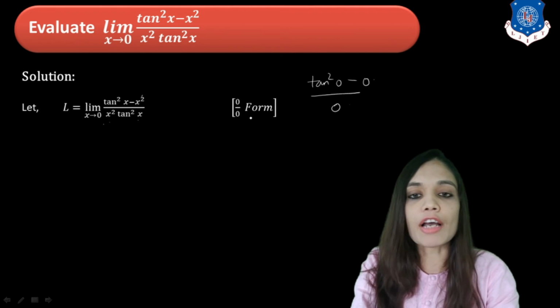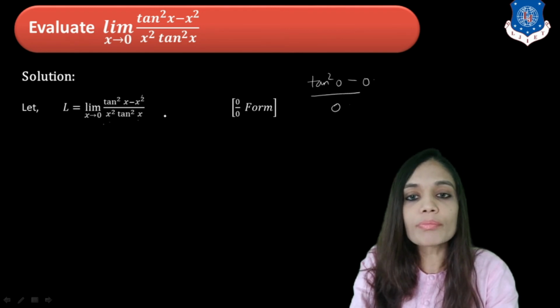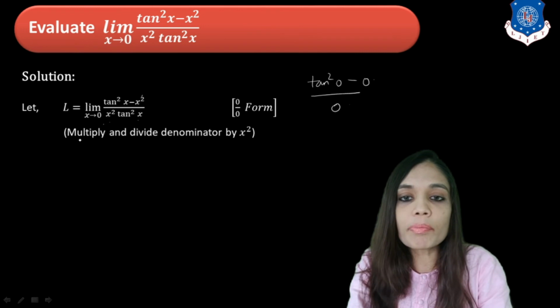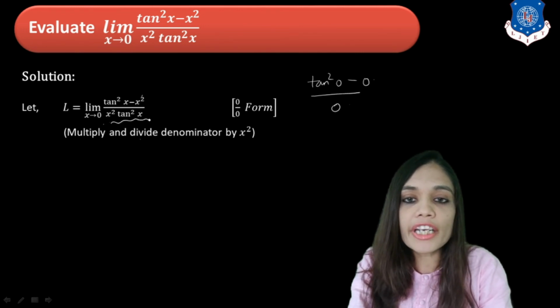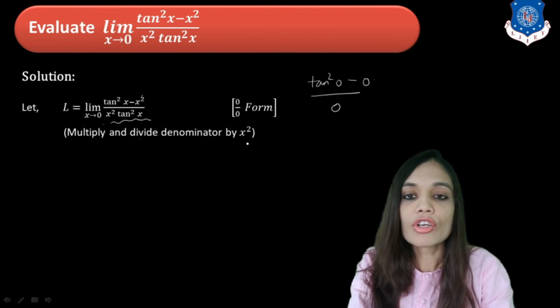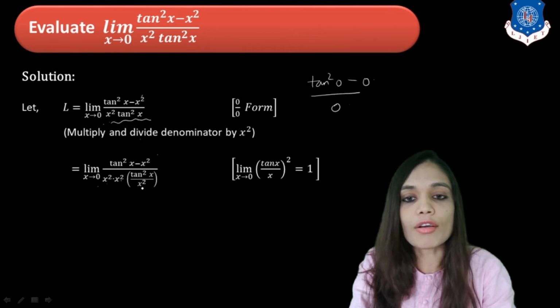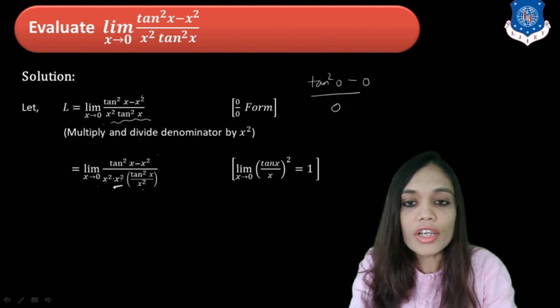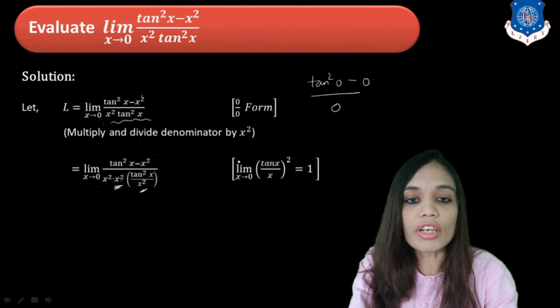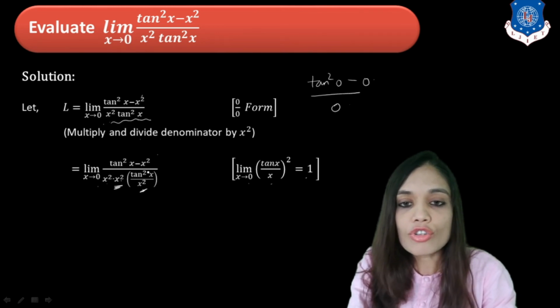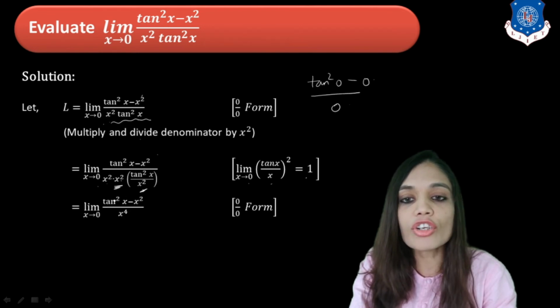Now before applying L'Hospital's rule, to make our sum simpler, we will multiply and divide the denominator only by x square. So you will get limit x tends to 0, (tan square x minus x square) upon x square tan square x, into x square upon x square. Right? So we have multiplied and divided by x square. Now we know limit x tends to 0, tan x upon x will be equal to 1. So substitute 1 in this. So finally what you will get?